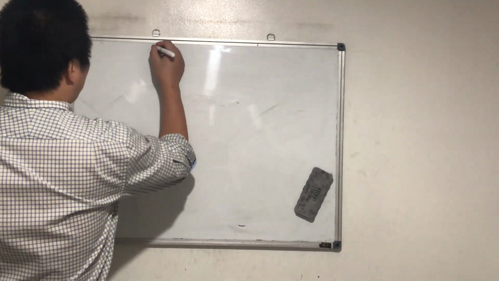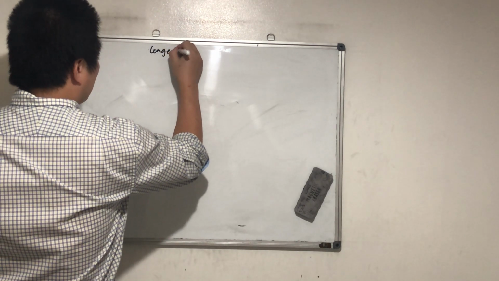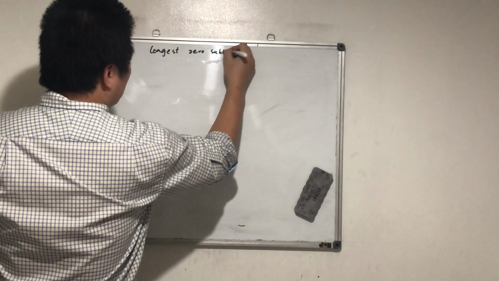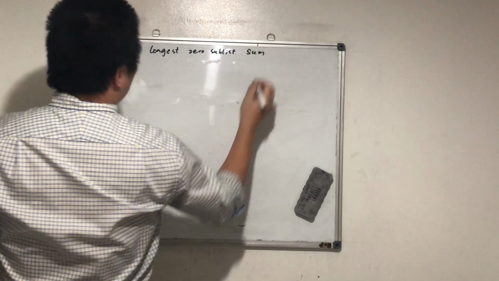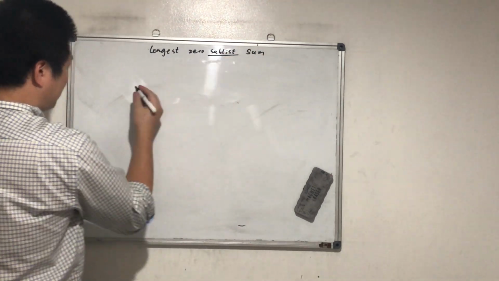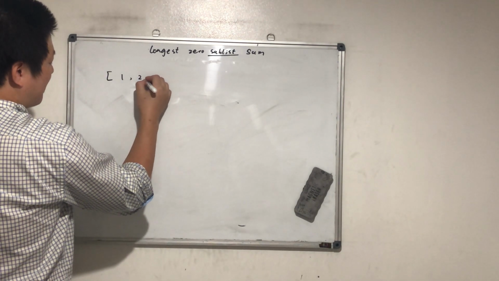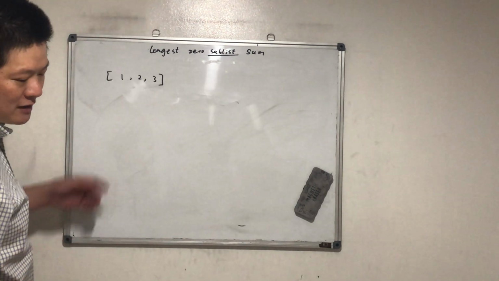Okay, so today we are talking about the longest zero sublist sum. So what's a sublist? The continuous thing. Okay, so 1, 2, 3. How many sublists?